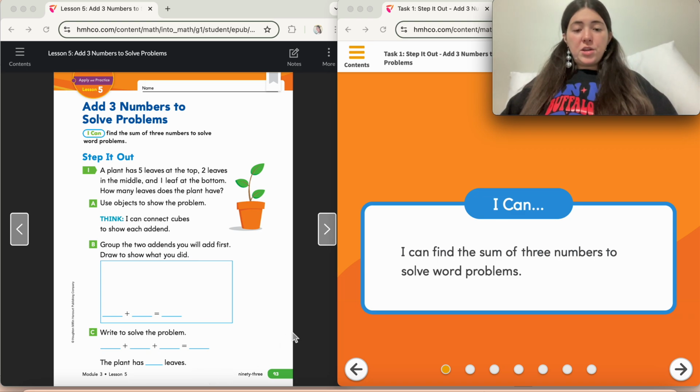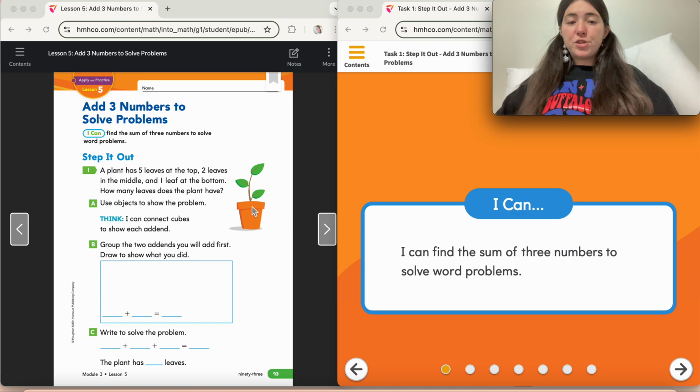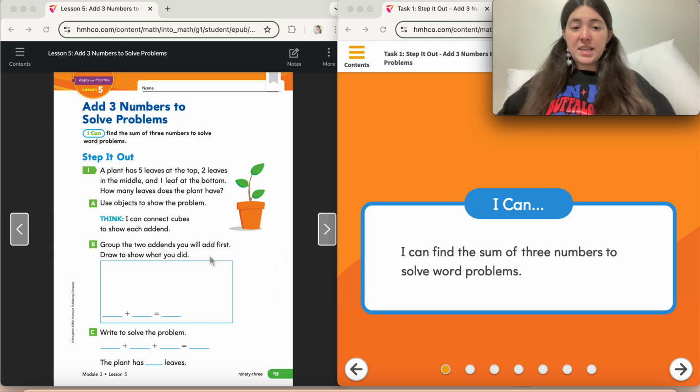In your math book, you should be on page 93. You should see this plant, and if you see this plant, you know you are ready to go. So our I can statement is right here on your page, and it is also right here. Our title is Add 3 Numbers to Solve Problems, and our I can statement is I can find the sum of 3 numbers to solve word problems.